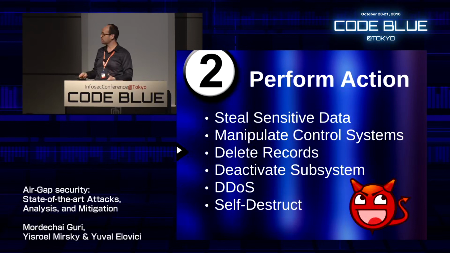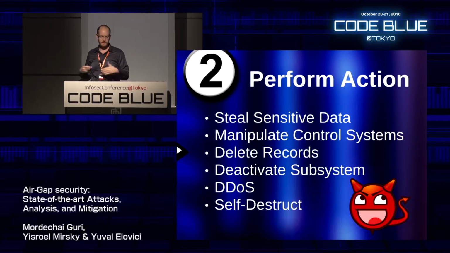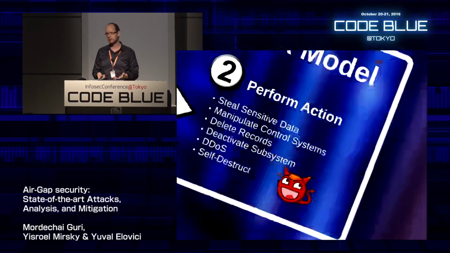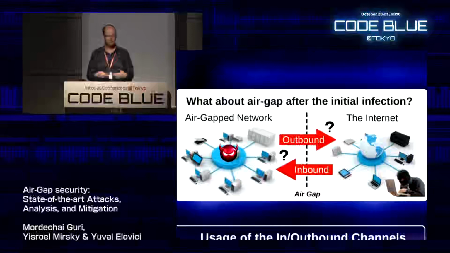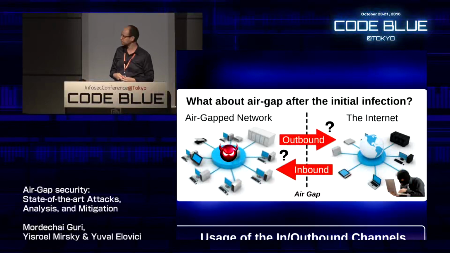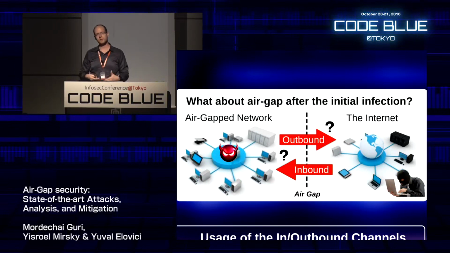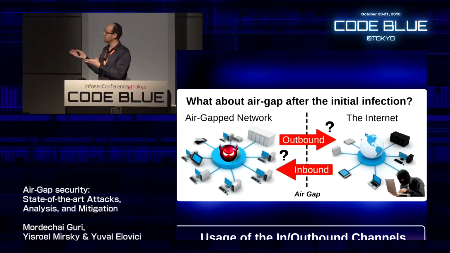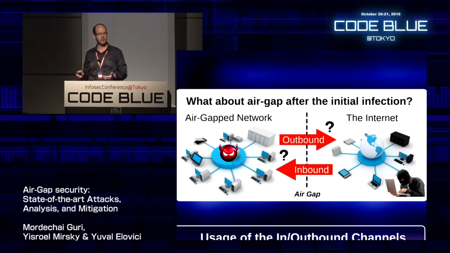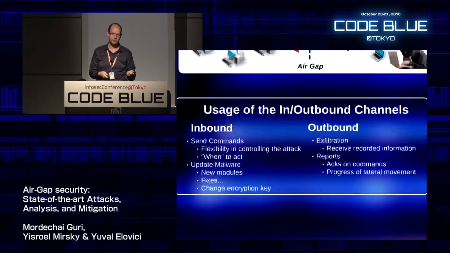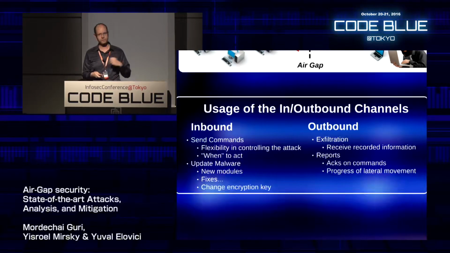After the isolated network has been infected with the malware, the second step is for the attacker to have the malware perform some sort of activity, whether it be stealing sensitive data, manipulating control systems, deleting records, and so forth. So the real question is, we know that malwares can get into air-gapped networks, but how can the attacker communicate with his malware once it's in the network? And how can he get information out of the networks because of the air gap?